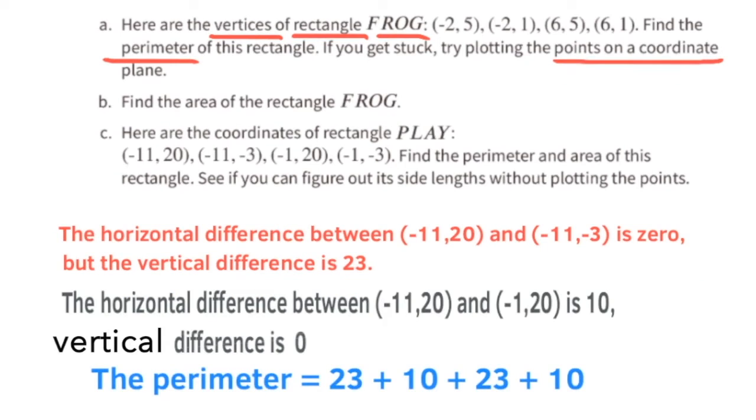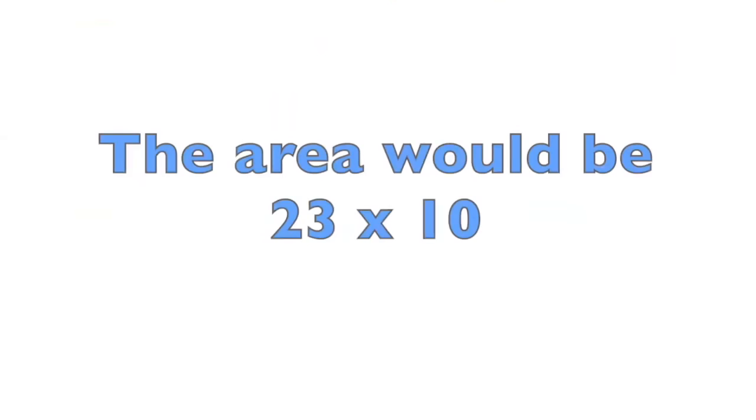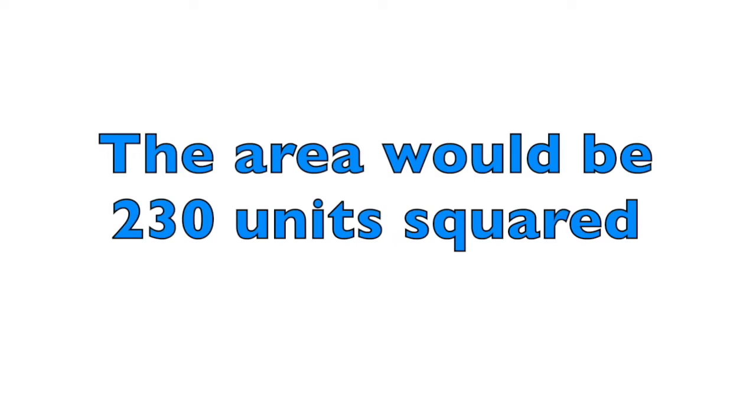The perimeter would be 23 plus 10 plus 23 plus 10, which is equal to 66 units. To find the area, you'd multiply 23 times 10, and that equals 230 square units.